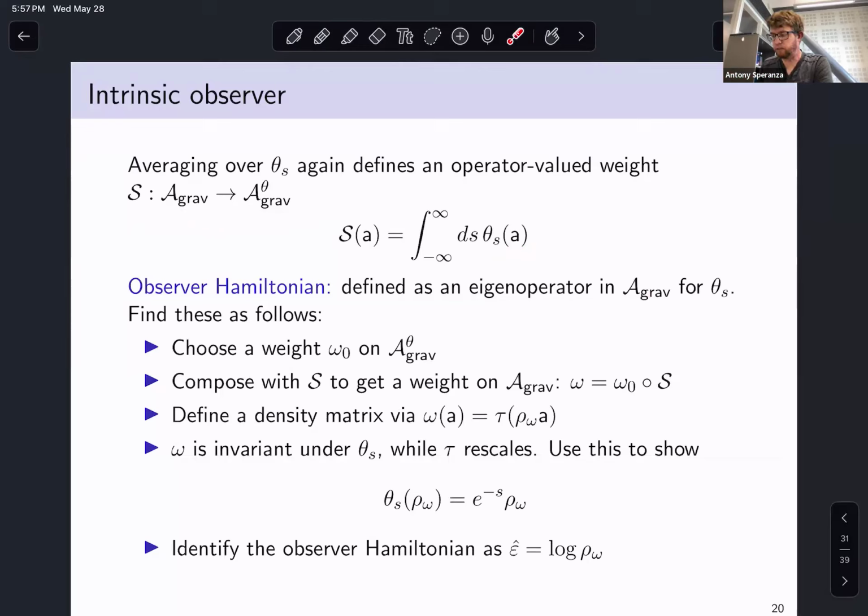And so then the way we define the observer Hamiltonian is as an eigenoperator for this shift symmetry. So we want it to be a thing that shifts, that's not invariant under the shift symmetry. So how can you get that? The way you construct such operators is you first start with some state or weight on the shift symmetric algebra. If you compose it with this averaging procedure that goes from the gravitational algebra down to the shift symmetric one, that will define a weight now on the full gravitational algebra. Once you have a weight, we know since there's a trace there, you can find a density matrix for it. And this weight here is invariant under the shift, whereas the trace rescales under the shift. And you can use that to argue that the density matrix for this specific weight rescales as well. So if you write the observer Hamiltonian as log of this density matrix, it'll be the operator we're looking for that shifts under this symmetry.